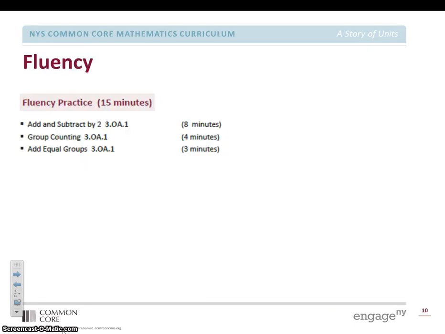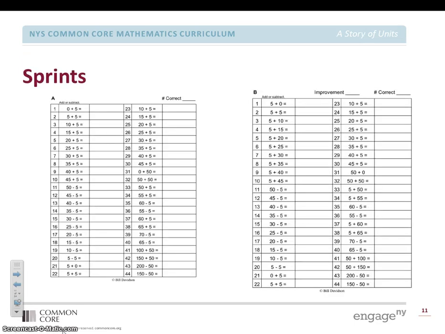The fluency in third grade, for example, in one of the first few lessons, looks at an add, subtract fluency activity, group counting, and adding equal groups. Also included with these fluencies are sprints, and there's a page-and-a-half description of how to run through the procedure of a sprint. There's also a nice video of Bill Davidson doing a sprint, and you'll notice down here he's the author of most of the sprints in the Common Core.